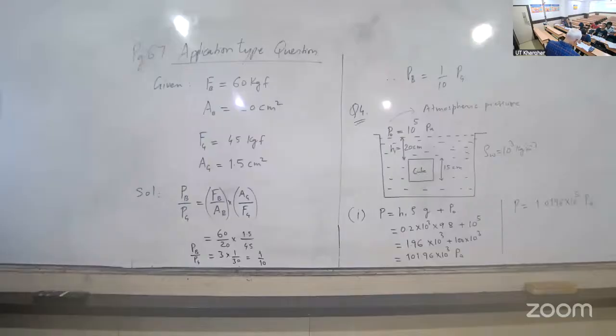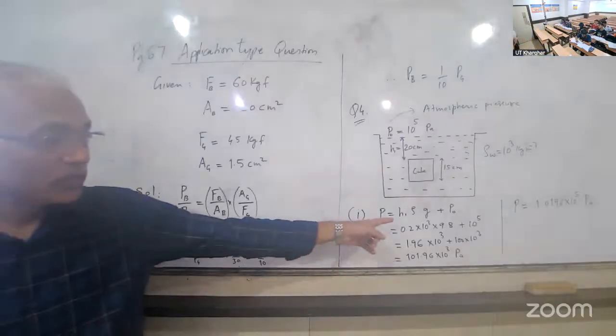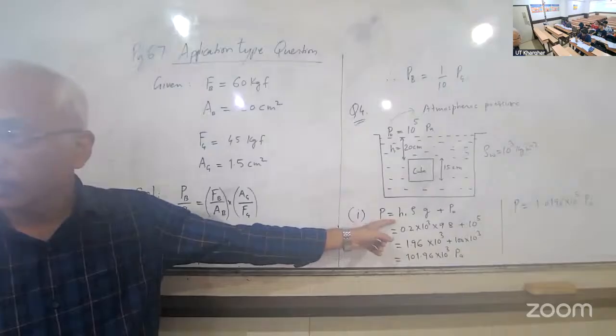What is the pressure at the bottom of the cube? For H2, you have to take the total height of 35 centimeters. Yes, okay, that's the only difference. Just take the height as 35.